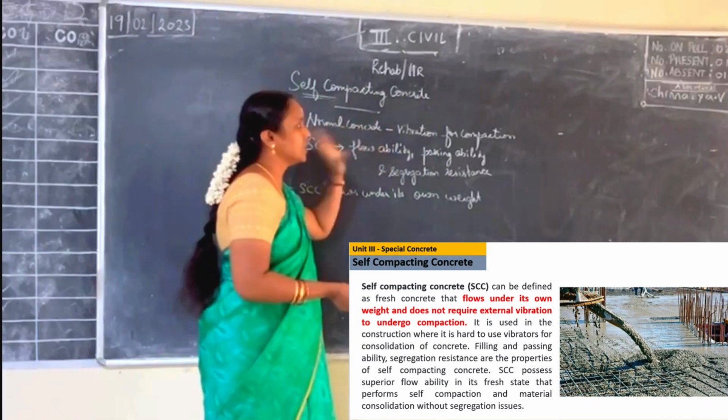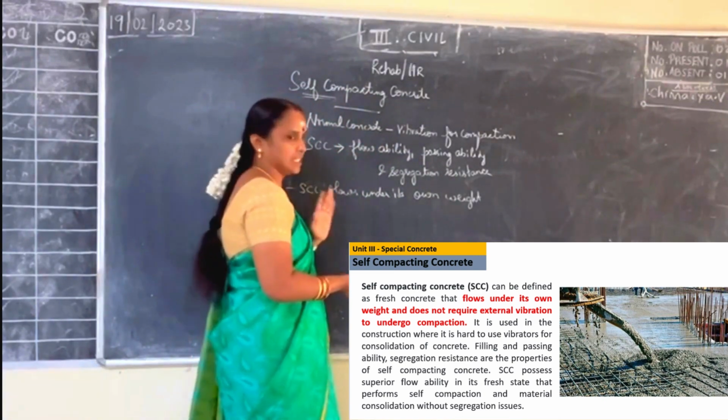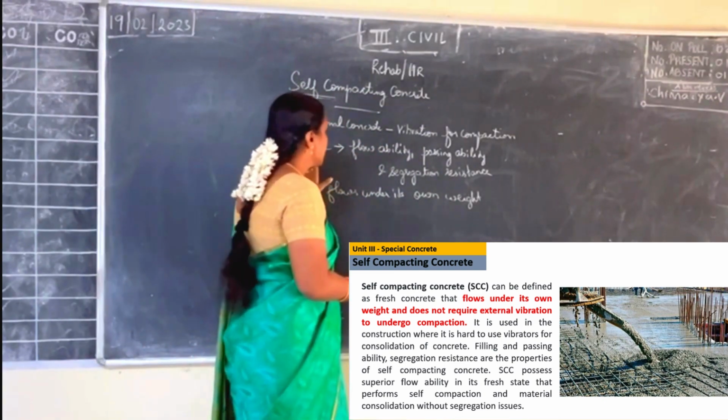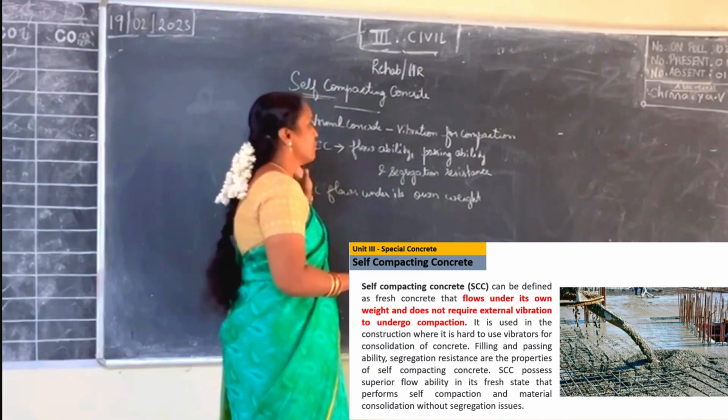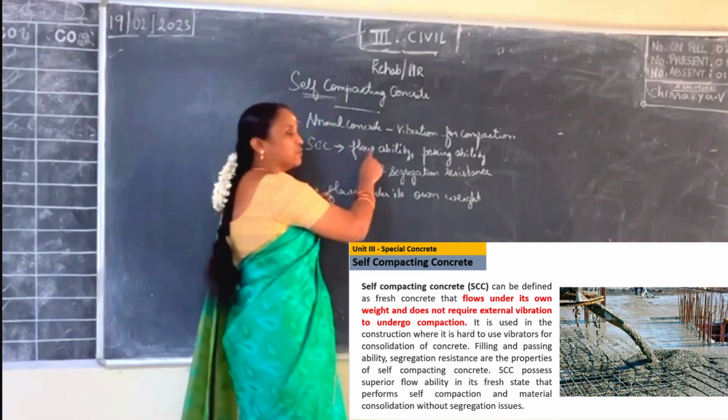So in normal concrete, vibrators are used as necessary. SCC is self-compacting concrete, which has the properties of good flowability.